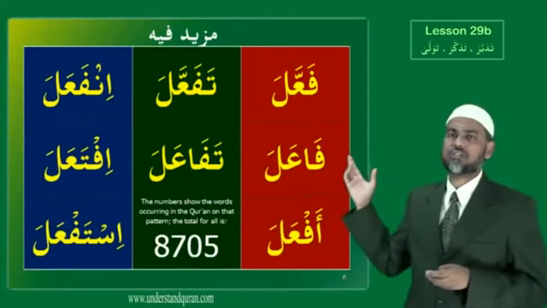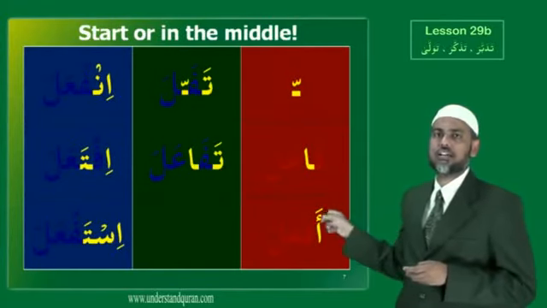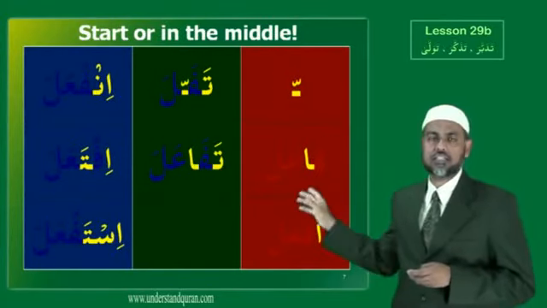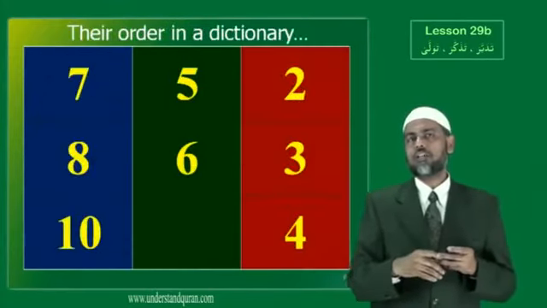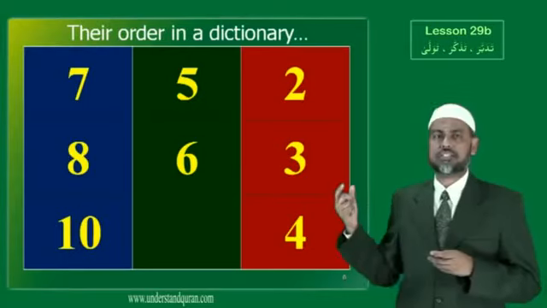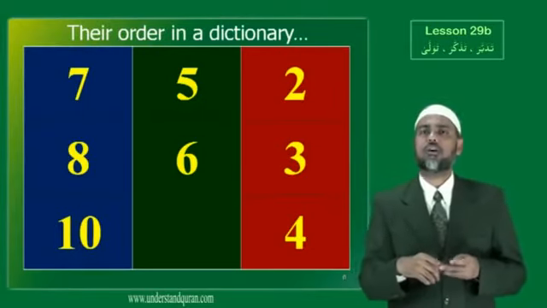And the additions in each of these are tashdid, alif, and hamza, and ta, and tashdid, and ta, and alif, alif, nun, alif, ta, and alif, sin, ta. Numbered in the dictionary as 2, 3, 4, 5, 6, 7, 8, and 10, 1 being fa'ala, the basic form.